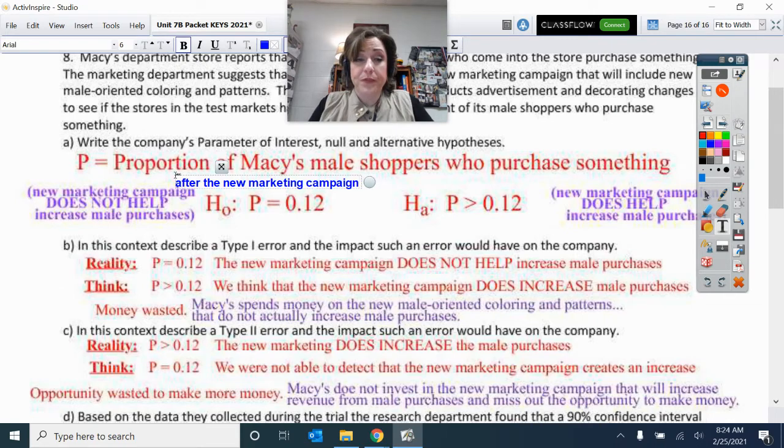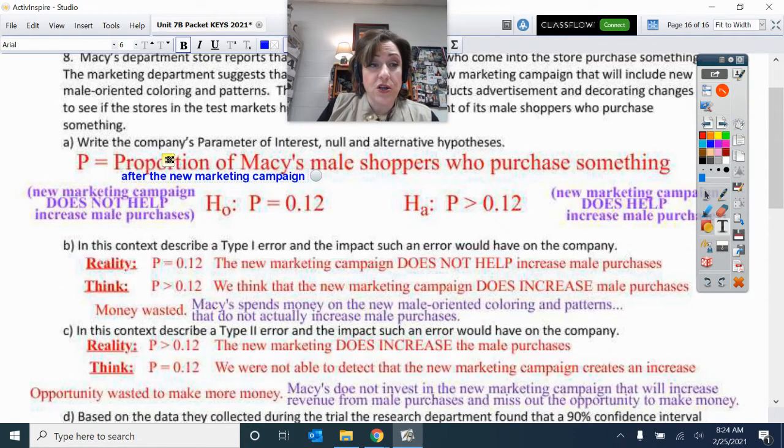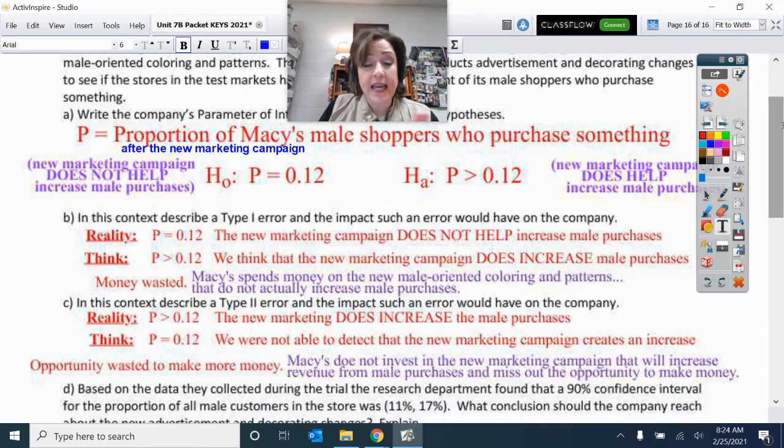So remember, I'm wanting to see if, as a result of this treatment, the new marketing campaign, the proportion of male customers who buy something changes. So I start off saying the new marketing campaign does not help, and they buy something at the same rate as before. And then the HA is that the marketing campaign does help, and it made the proportion that buy something greater.